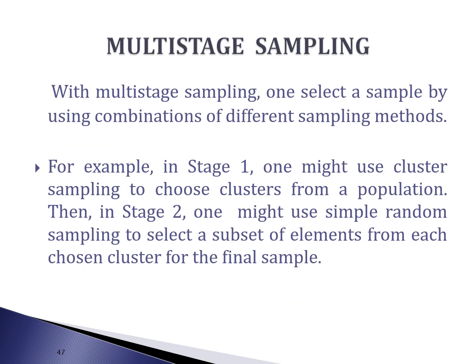Now coming to multi-stage sampling. With multi-stage sampling, one selects a sample by using a combination of different sampling methods. For example, in stage 1, one might use cluster sampling to choose clusters from a population. Then in stage 2, one might use simple random sampling to select a subset of elements from each chosen cluster for the final sample.